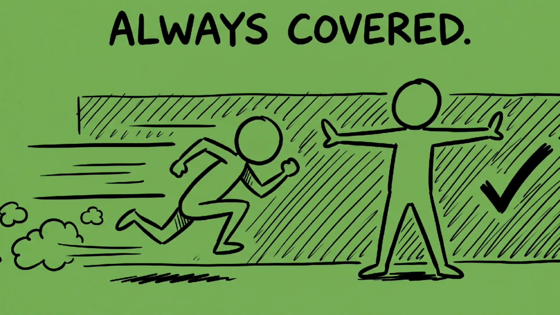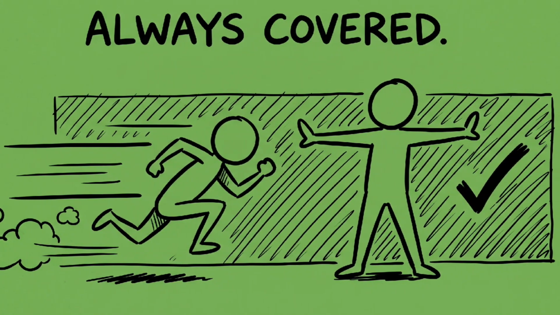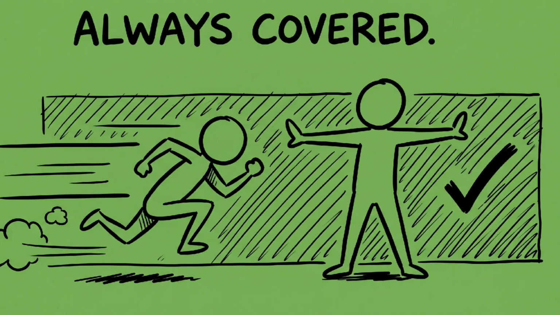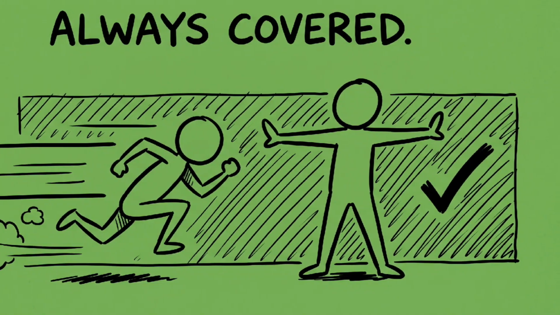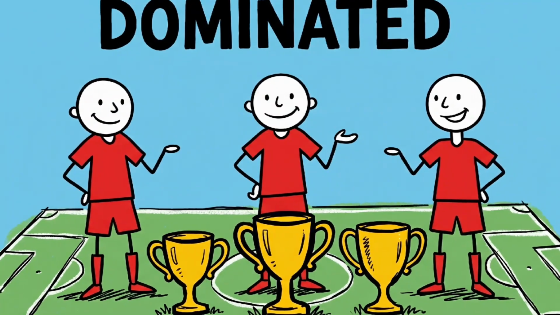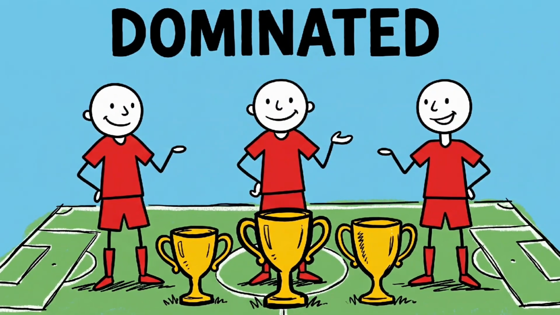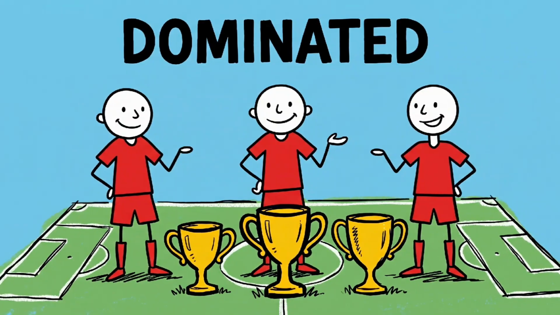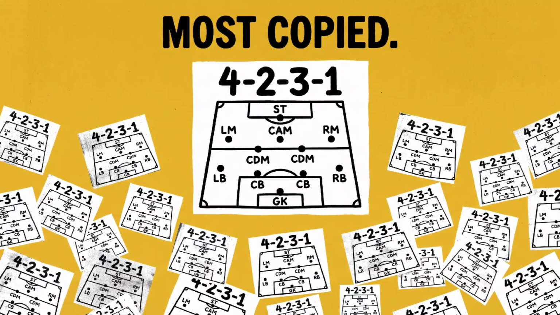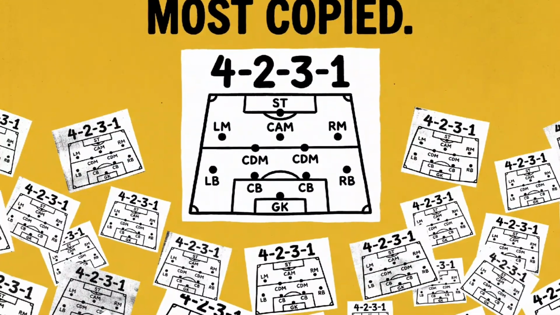The attacking midfielder in the center, the 10 role, operates in the gap between those two lines. The wingers provide width. The striker is the target. It sounds complicated. In practice, it looks seamless. Spain's national team dominated international football between 2008 and 2012, running variations of this system. Germany built their 2014 World Cup winning side around it. The 4-2-3-1 is probably the most copied formation in the history of the sport.